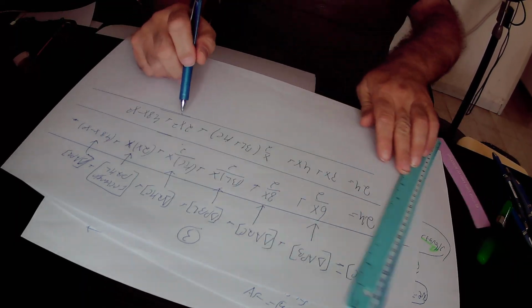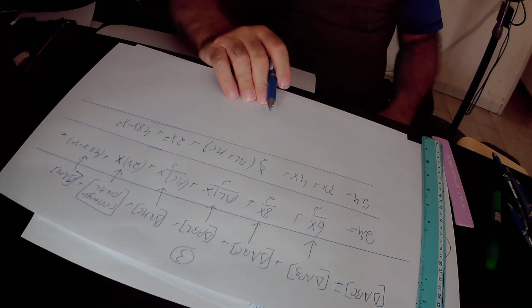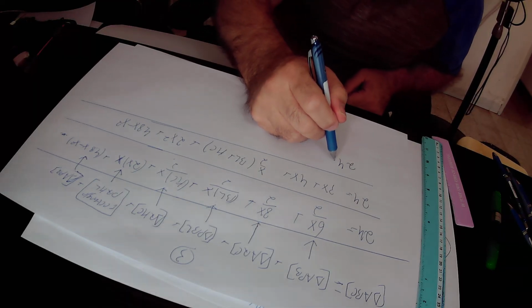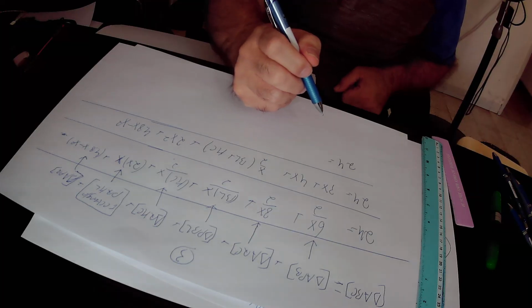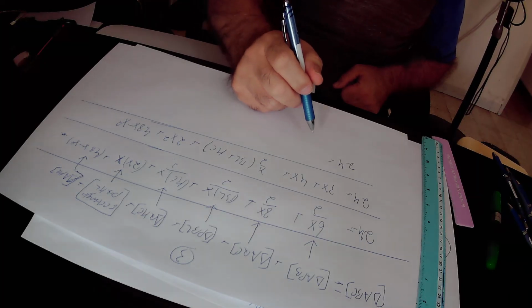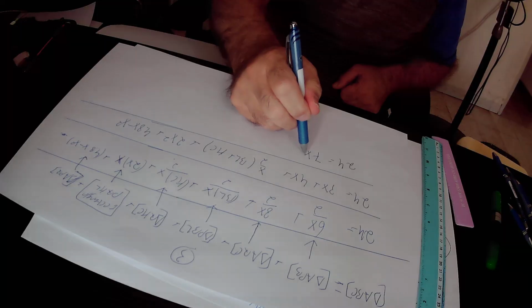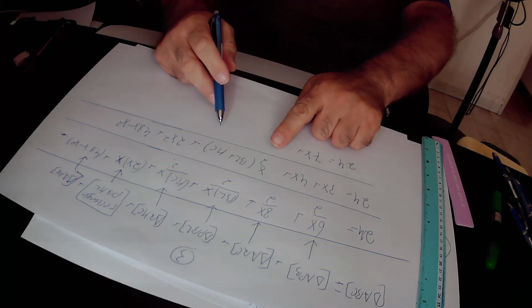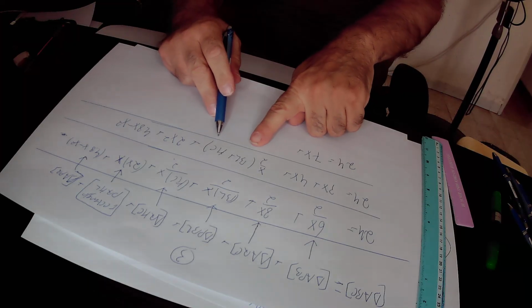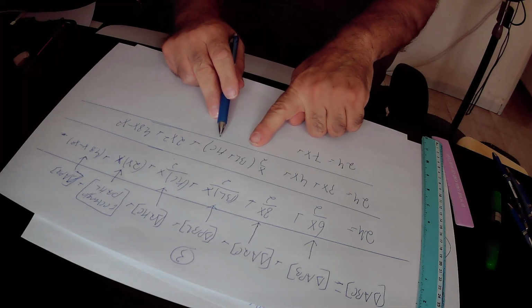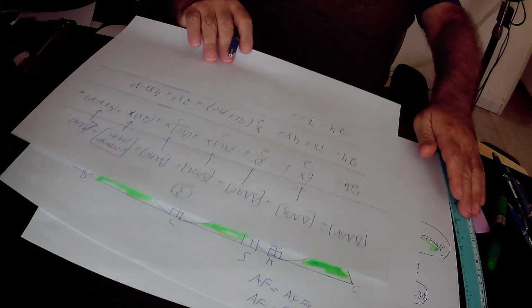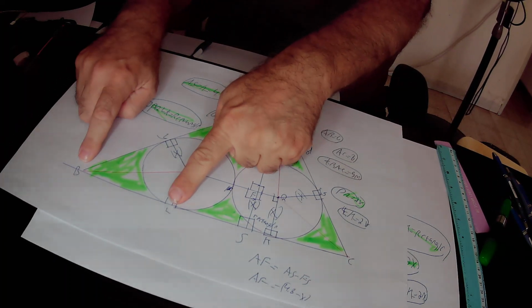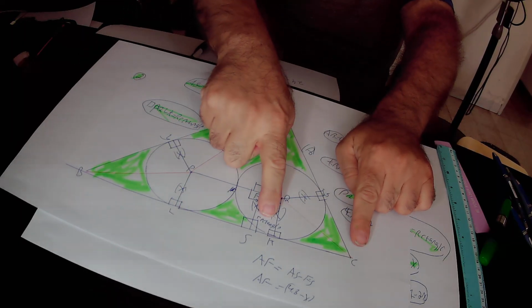So if you found out that 24 equals 3x plus 4x, which is 7x, plus x over 2 times BL plus KC. What is the value of BL plus KC?